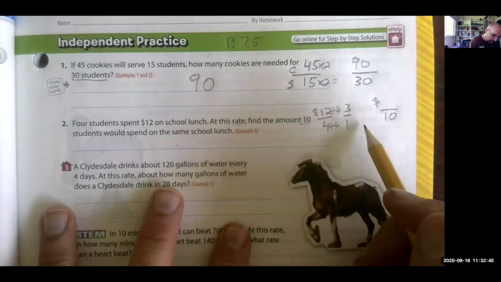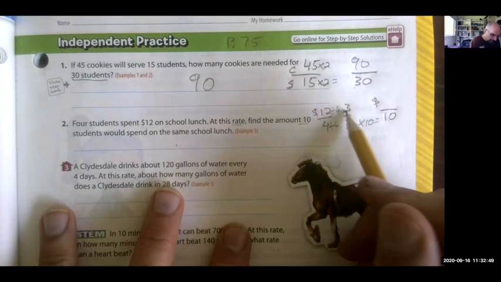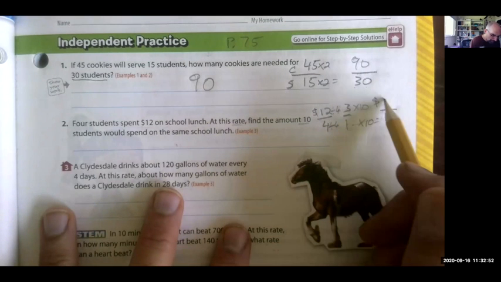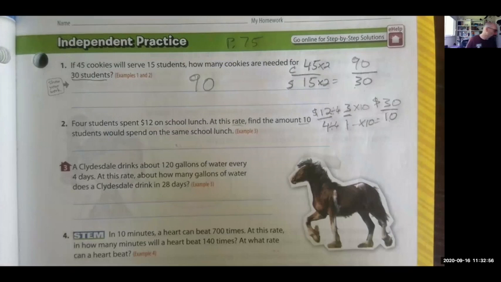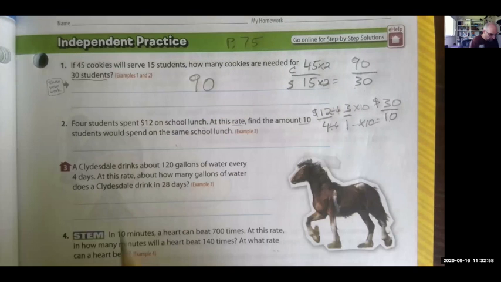And so now I just do times 10, right? 1 times 10 is 10, so 3 times 10 is $30. So for 10 kids it's $30. Awesome. All right, let's do number 3.